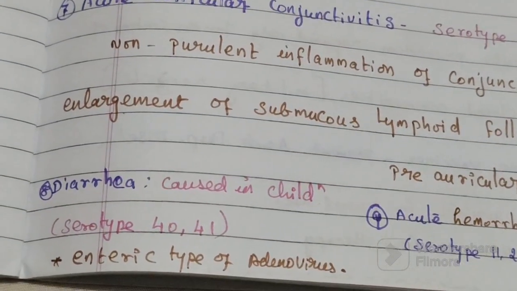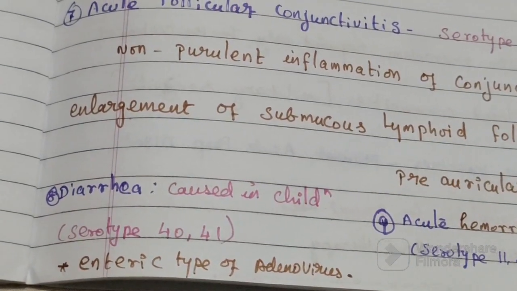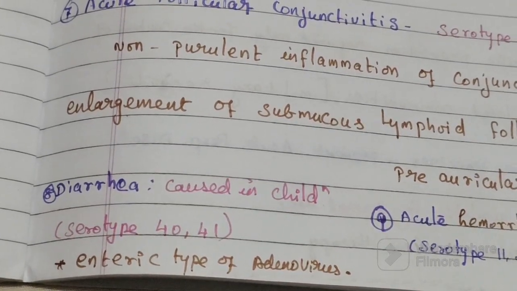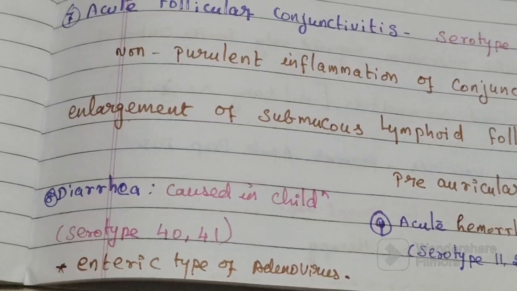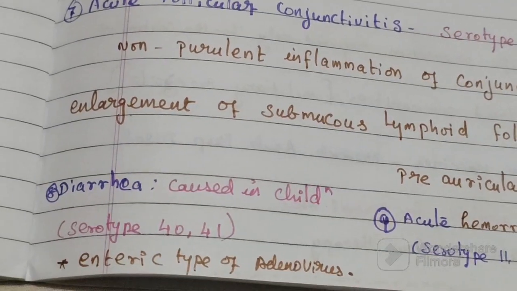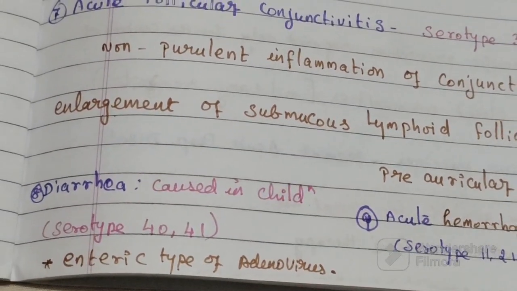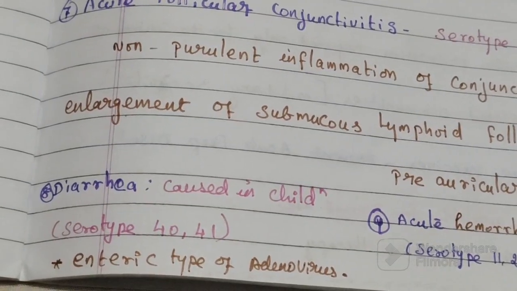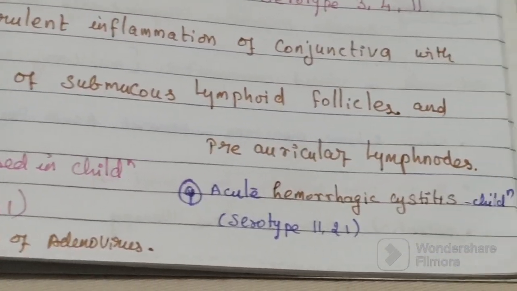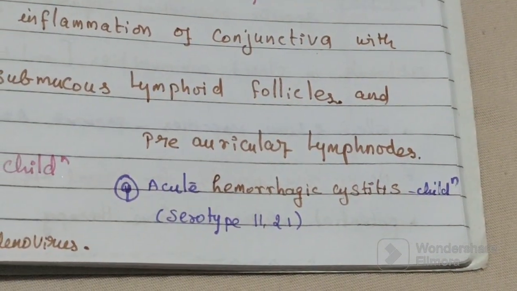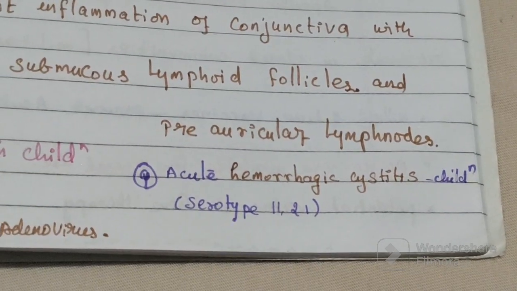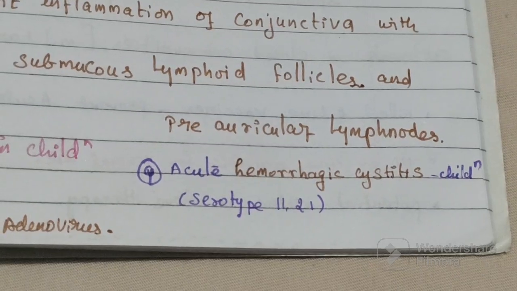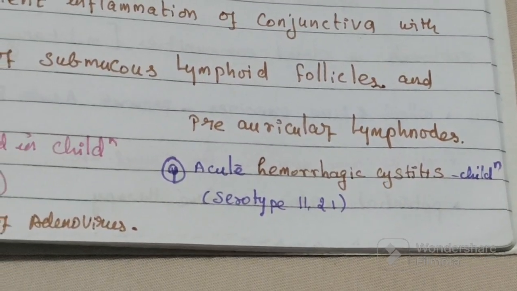Next is diarrhea in children, caused by serotypes 40 and 41 of adenovirus. These serotypes are called the endemic types of adenoviruses. Next, acute hemorrhagic cystitis, mainly affecting children, caused by serotypes 11 and 21.